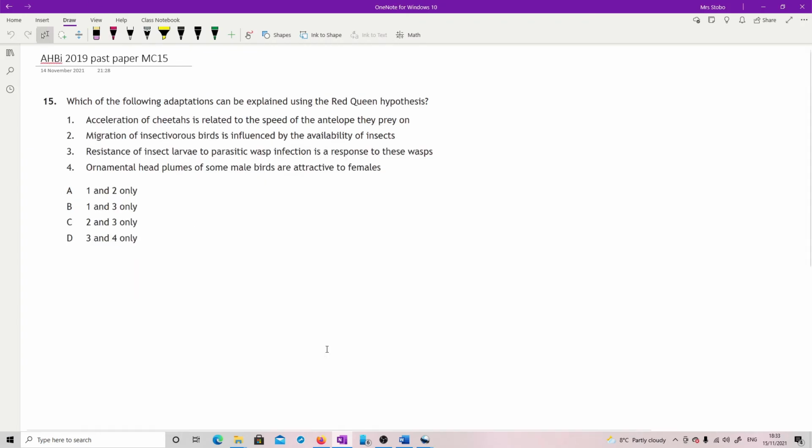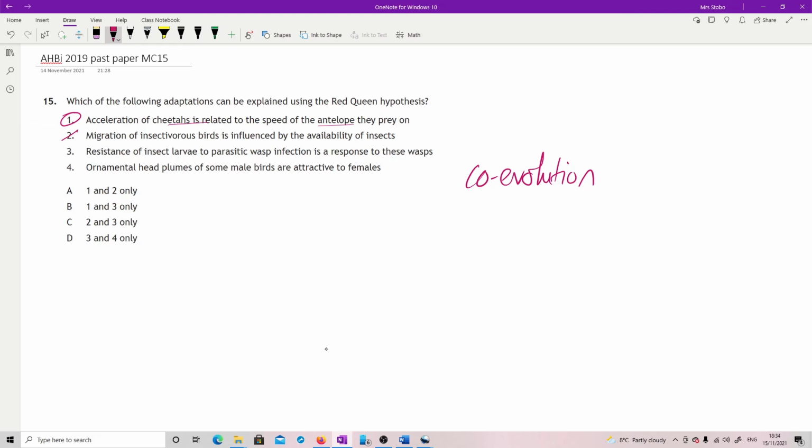Okay, question 15. Which of the following adaptations can be explained using the Red Queen hypothesis? So this is co-evolution. Okay, I need to have two things which are pushing each other in their own evolutionary setup. Okay, so acceleration of cheetahs related to the speed of the antelope they prey on. This is a predator-prey relationship. I'm liking that one for Red Queen. Okay, migration of insectivorous birds is influenced by the availability of insects. That's just a food supply thing. This is not the insects changing because of the birds. So no.